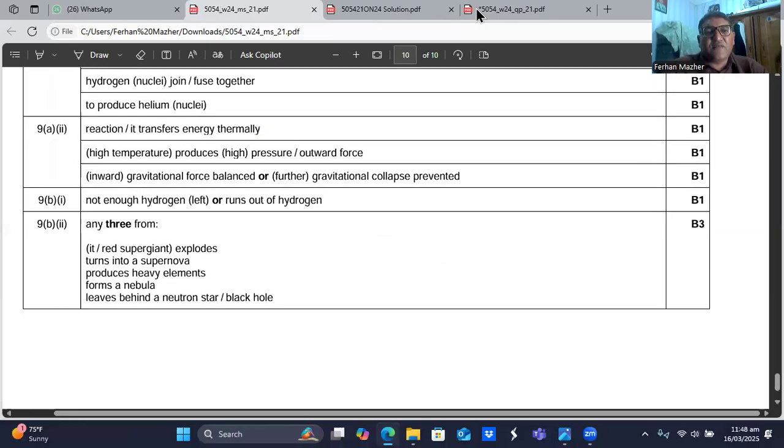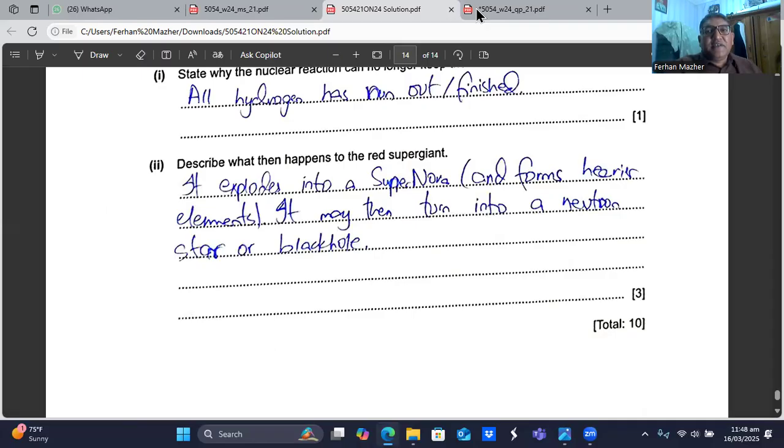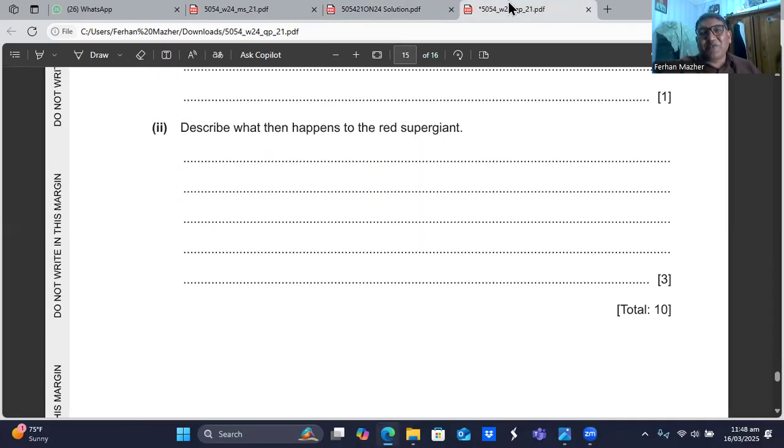He says any three from: red supergiant explodes, turns into a supernova, produces heavy elements, forms a nebula. When it explodes, it forms a nebula and leaves behind the core, which becomes a neutron star, or it will convert into a black hole. It's a 3 marks question. Please read it from your notes and then write this answer.